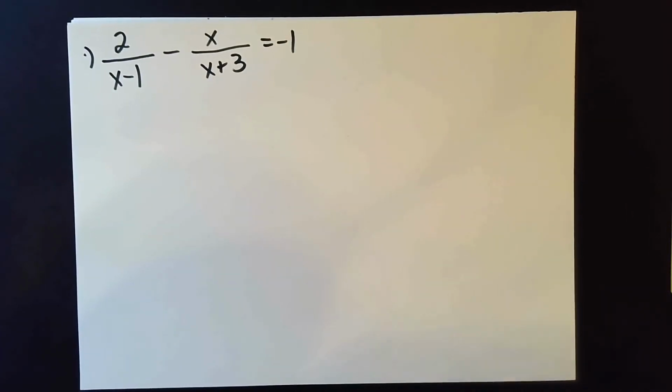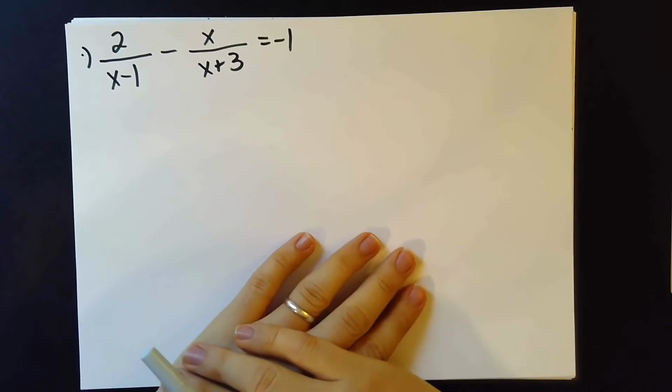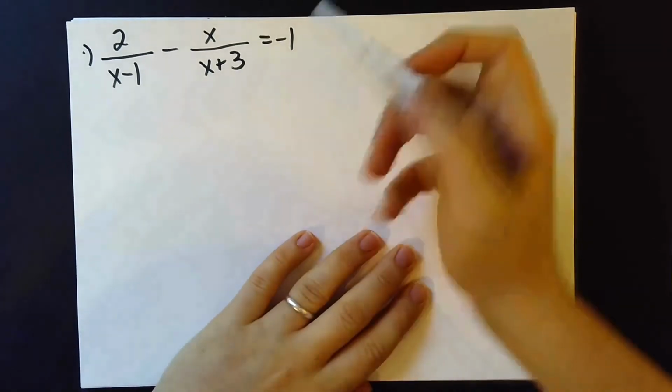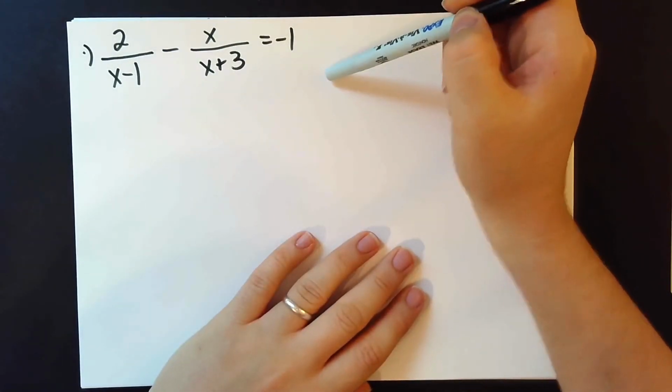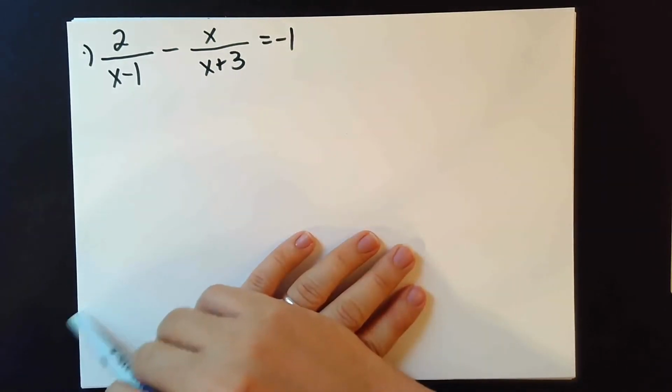Okay, so we've talked about two ways to solve equations with fractions. One of them is to combine all the fractions together into one fraction that's set equal to 0, and then just look at the numerator. And the other is to cross-multiply.